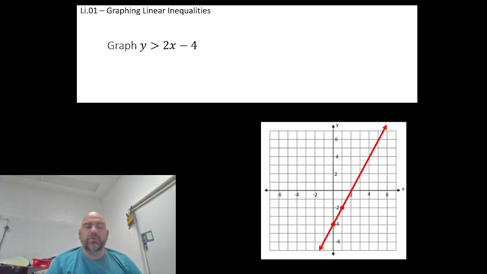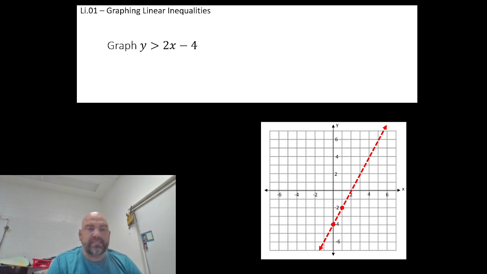Because we don't have the equal part in there, we are going to actually have to change this line. What we're going to do is adjust it from a solid line into a dashed line. This dashed line means that it's a reference for it, but no point along that line actually satisfies this inequality. It's going to be the points on either the left-hand side or the right-hand side which are going to satisfy this inequality.